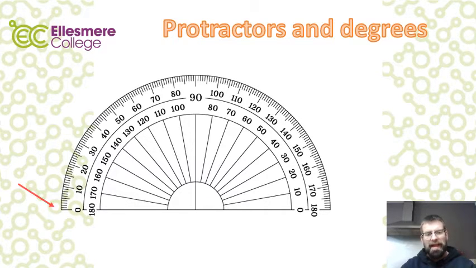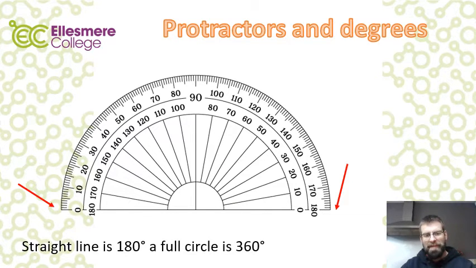So you can see it's got a scale starting from 0 on this side, then all the way around to the angle of a straight line, which is 180 degrees. It's also got a scale running the other way, which is a bit confusing, but we'll look at that in a minute. So a straight line is 180 degrees. If I went all the way back round to 0, it would be 360 degrees.